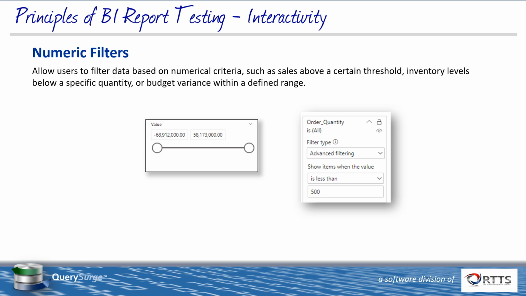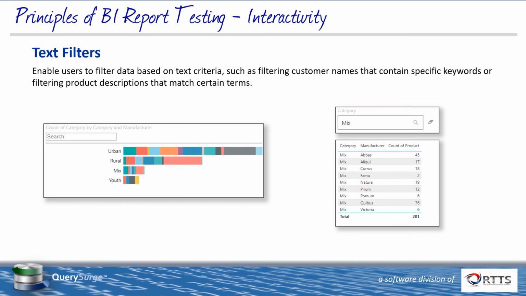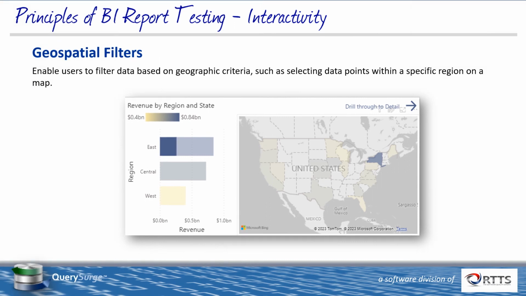Numeric filters allow users to filter data based on numerical criteria, such as sales above a certain threshold, inventory levels below a specific quantity, or budget variance within a defined range. Text filters enable users to filter data based on text criteria, such as filtering customer names that contain specific keywords or filtering product descriptions that match certain terms. Geospatial filters enable users to filter data based on geographic criteria, such as selecting data points within a specific region on a map.